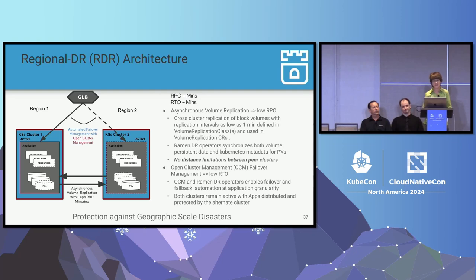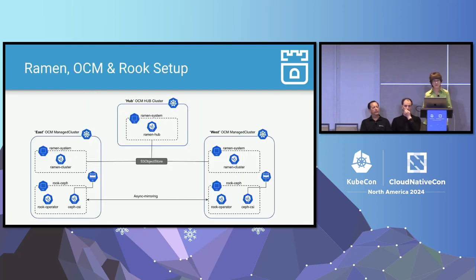And in terms of distance limitations with asynchronous, you don't really have a distance limitation compared to a synchronous like Ceph that we spoke about before. But if your latency is higher, then your replication takes longer per volume. So this is how it would look if you take the components we've talked about today: Ramen, Rook, Ceph, and then the CSI.